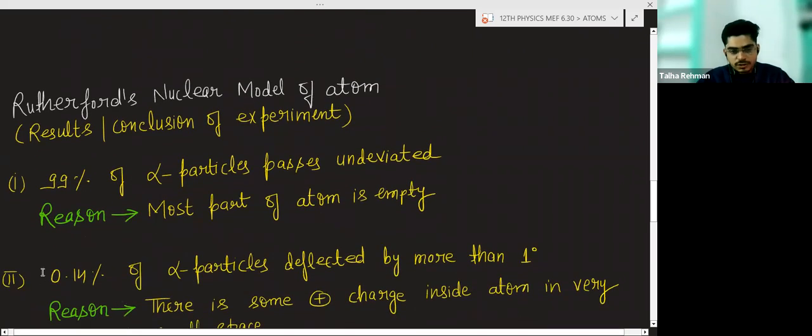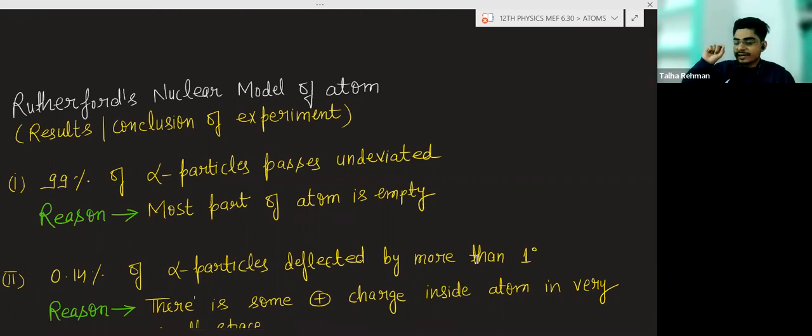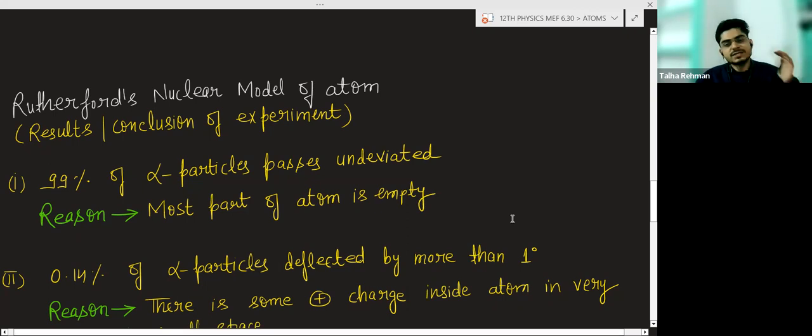Second observation: 0.14% of the alpha particles are deflected by more than 1 degree angle. When will deflection take place? When the alpha particle strikes something inside the atom, then there will be deflection. It means inside the atom there is something. So what is the reason for this? There is some positive charge inside the atom in a very small space.